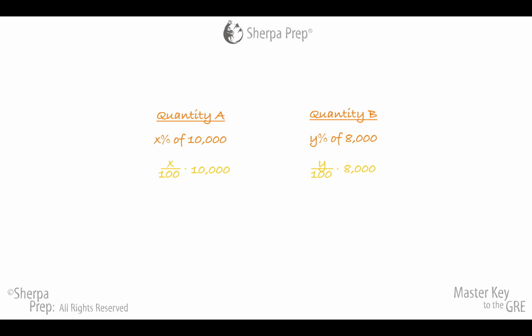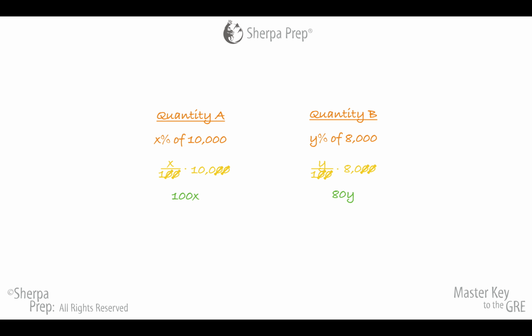Of course, we can also simplify these statements a bit. In the case of quantity A, when we knock out two zeros from top and bottom, we get X times 100, or 100X. And in the case of quantity B, again, when we knock out two zeros in top and bottom, we're left with Y times 80, or 80Y. In other words, we're really comparing 100x to 80y.